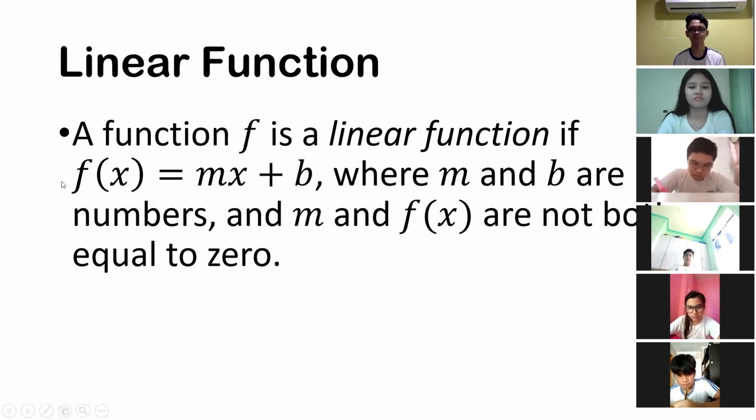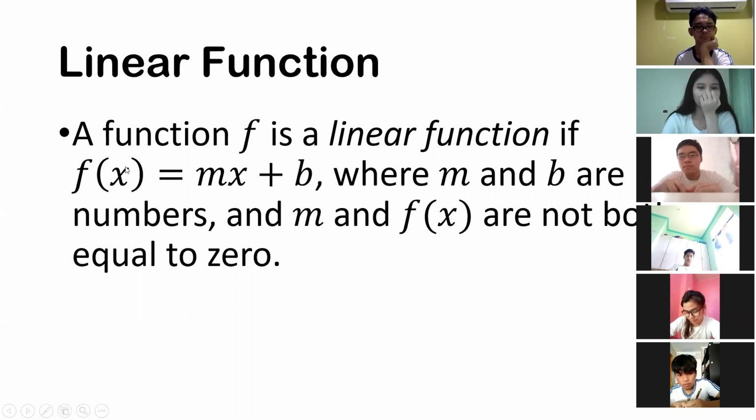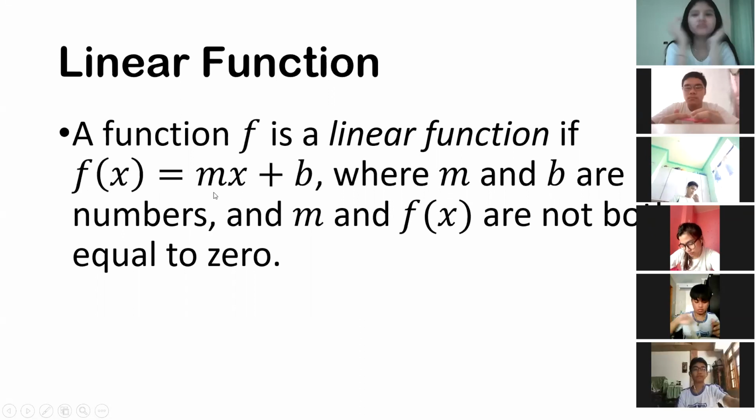Always look at this notation, class, f of x. F of x, or function f of x, simply relates to y. This notation tells us that if x is substituted into the equation, it will generate the value of your y. So f of x is simply equal to y. So this is a linear function in the form of slope intercept form: y equals mx plus b. Okay.